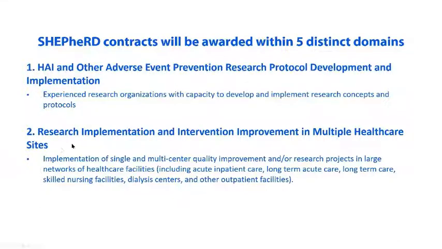Our domain 2, the name has changed because it's a collapsing together of the acute care, long-term care, nursing facility, dialysis centers, and outpatient facilities. You do not have to have capacity in all of those areas, but it will be a preference for those who can bring multiple centers to the table. Implementation of single and multi-center quality improvement studies will be our focus in large networks of healthcare facilities.